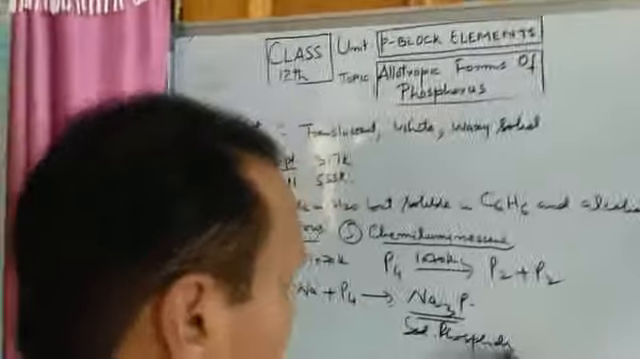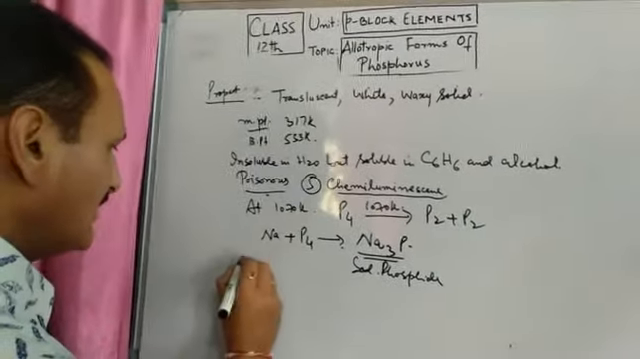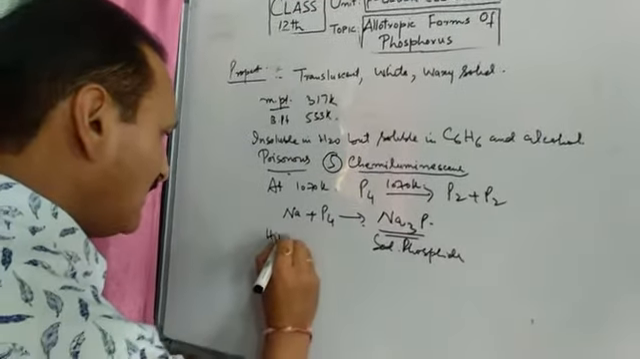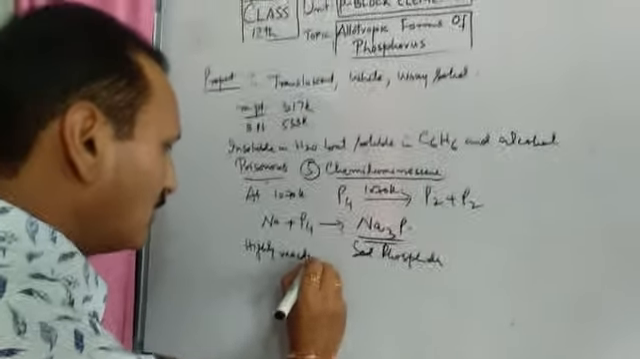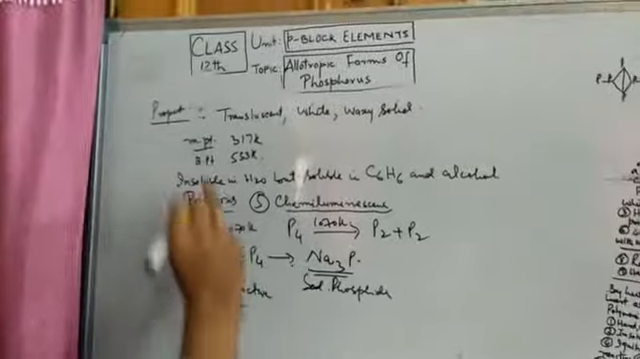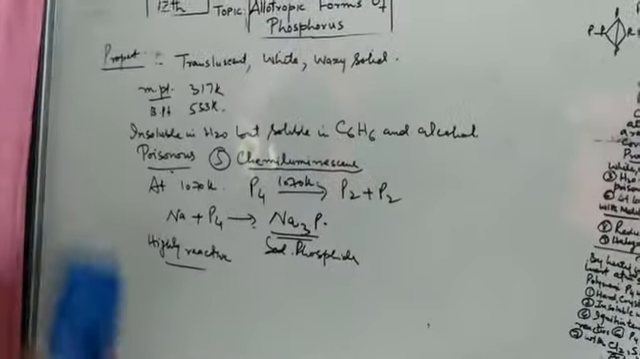So it is reaction with metal. It can react with other metals also. Then it is highly reactive in nature. Please remember, white phosphorus is highly reactive, the most reactive of these three allotropic forms of phosphorus.